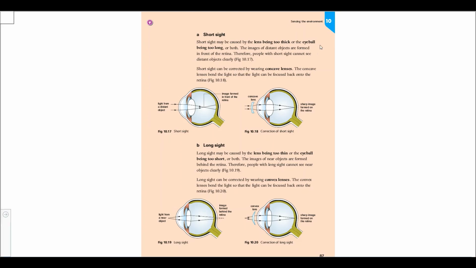Okay, so here is some more detailed explanation about what short sight and long sight are.